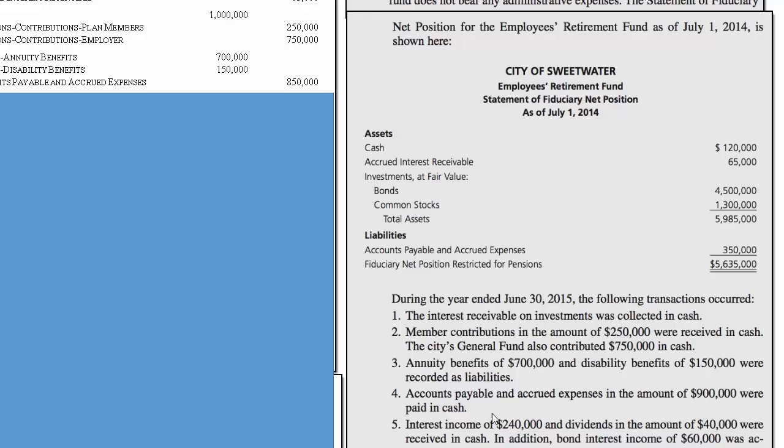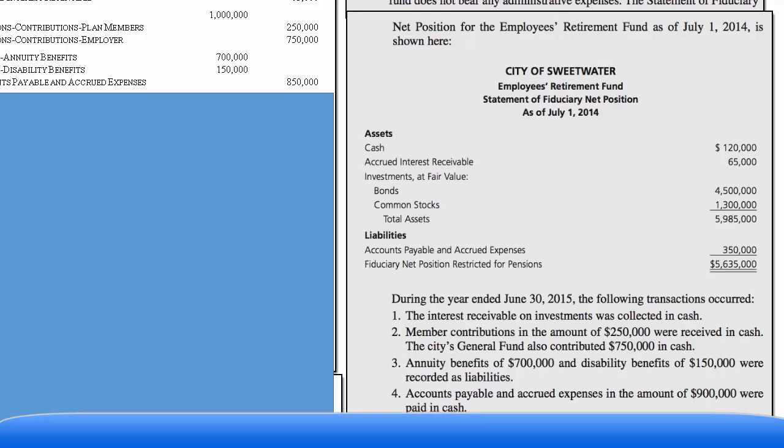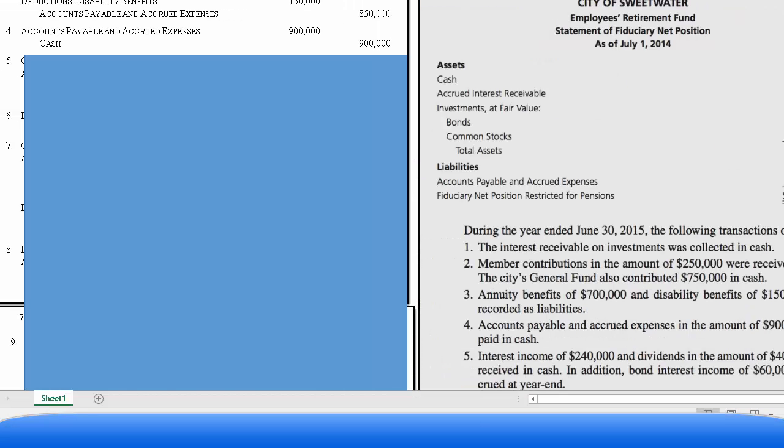Okay, now on the bottom right, number 4 says accounts payable and accrued expenses in the amount of $900,000 were paid in cash. Looking at the top left, that entry is a debit to accounts payable and accrued expenses for $900,000 and a credit to cash in the same amount.